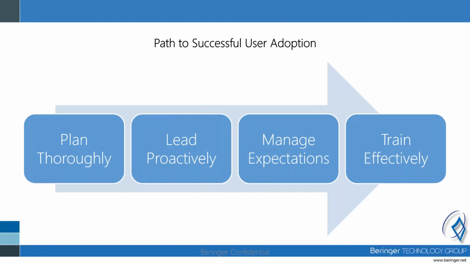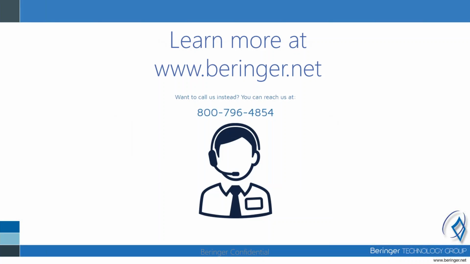So in conclusion, the path to successful adoption follows our 4 basic phases: plan thoroughly, lead proactively, manage expectations, and train effectively. We hope that you learned a little bit more about the importance of user adoption and some tips and tricks that will help you improve and increase user adoption with your own software implementation projects.